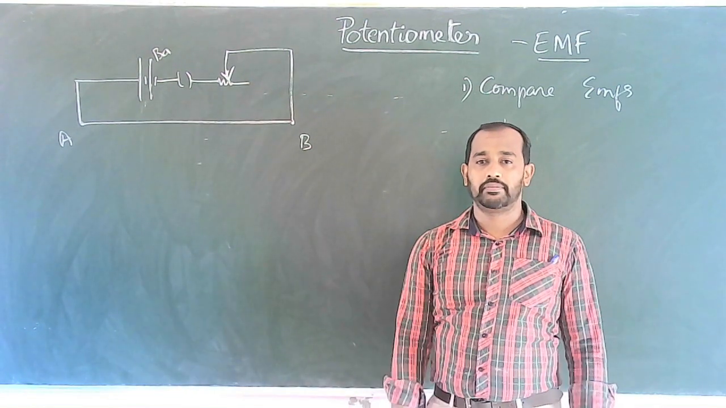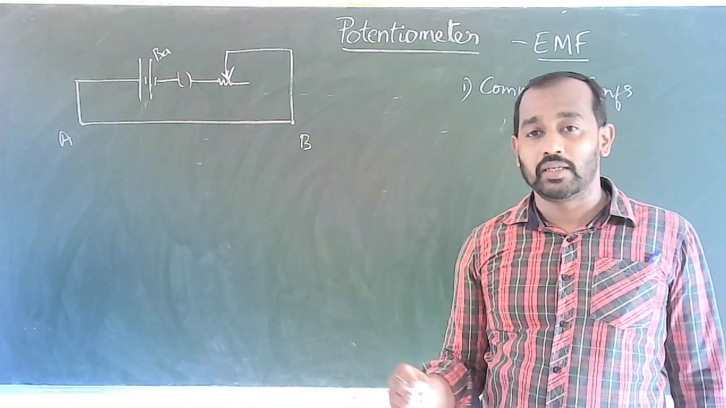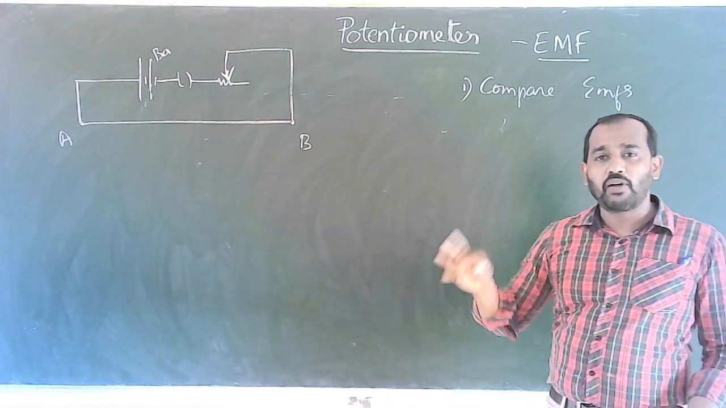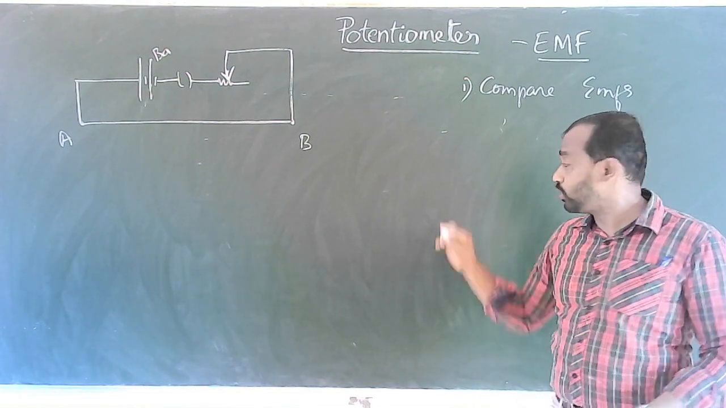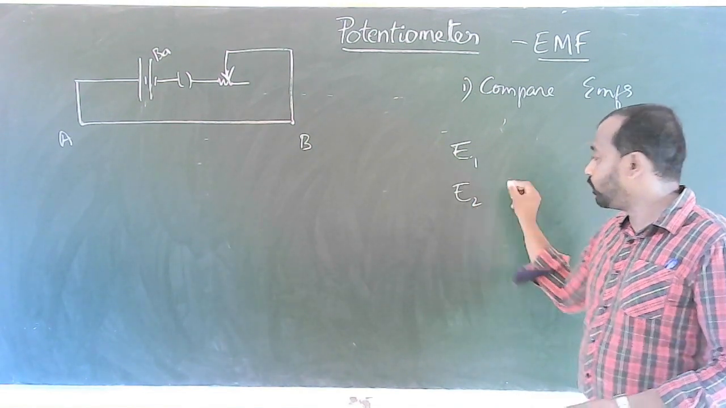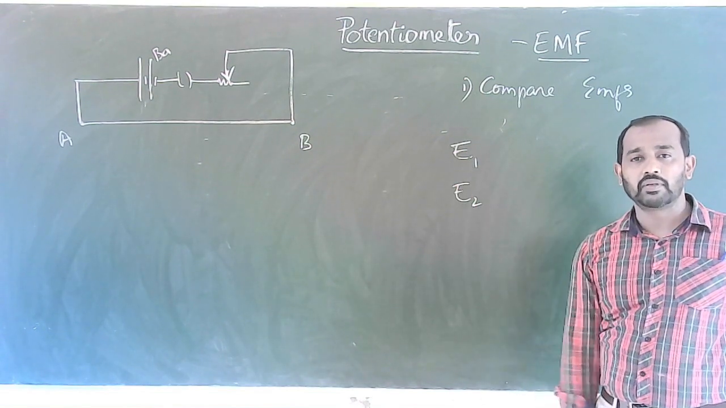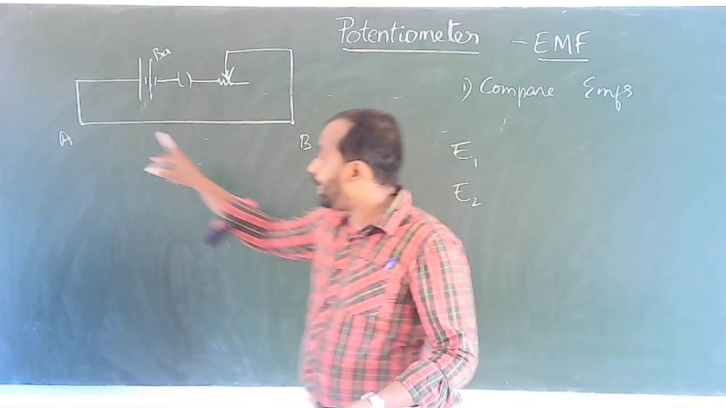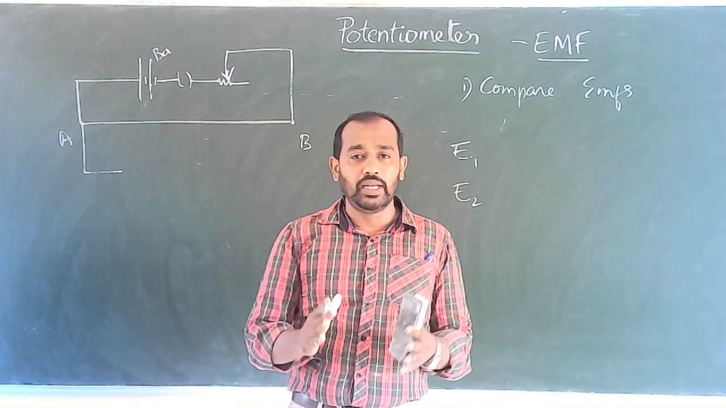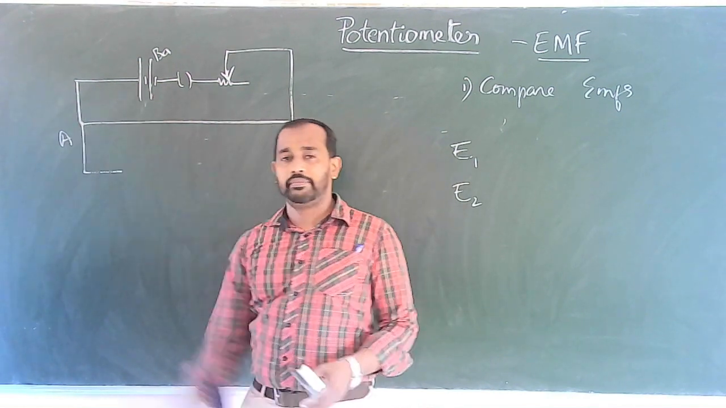Okay, remember that fact. Now, we have not yet considered the EMFs of the cells which should be compared. In order to compare the EMF of a given cell with another cell, we have to choose two cells. One has the EMF E1, the other has the EMF E2. First, I will consider one of the cells here. The cell whose EMF has to be determined or compared will be connected to the potentiometer. Remember that the positive of every cell will always be connected to the same point, and that point will be treated as the starting point A.